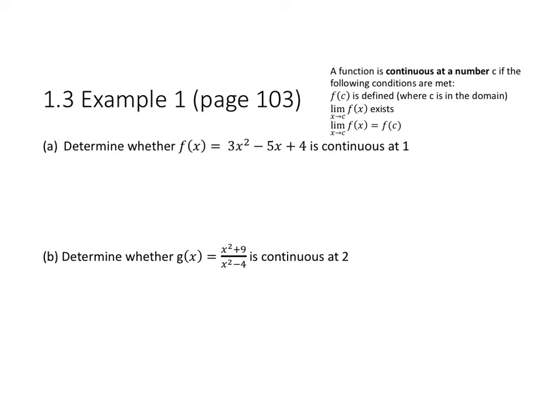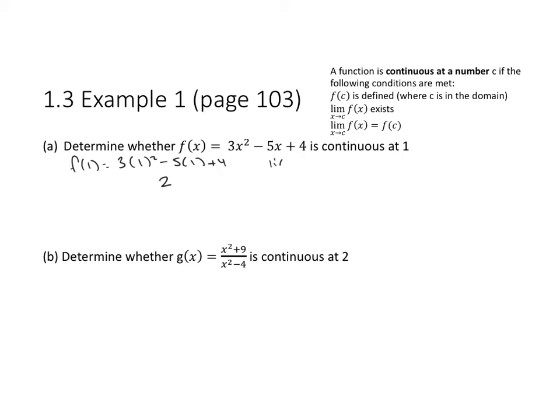The first thing we need to do is check if 1 is in the domain. Since we don't have any domain restrictions here, 1 is in the domain, so that piece is good. Next, we're going to look at what is f of 1. That'll be 3 times 1 squared minus 5 times 1 plus 4. So let's see, 3 minus 5 plus 4 is 2. So f of 1 is 2.